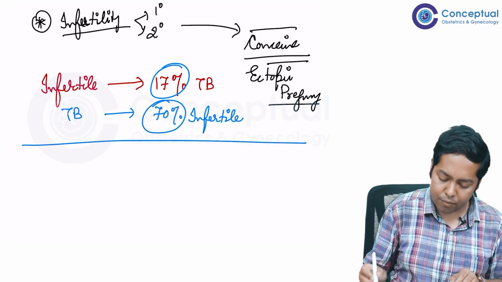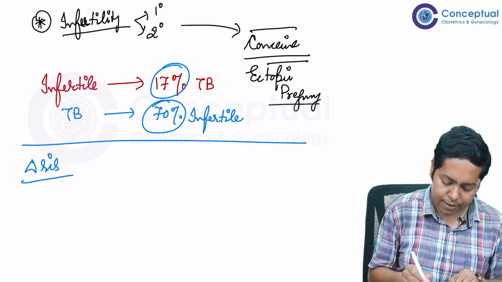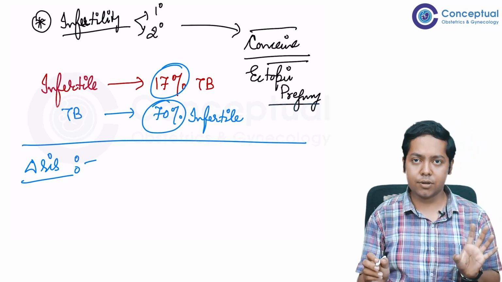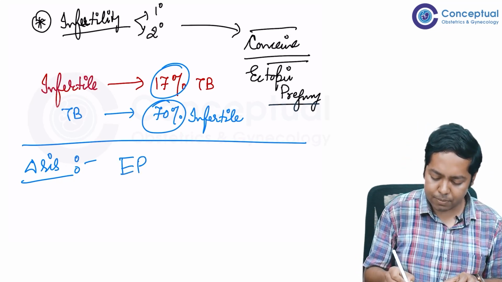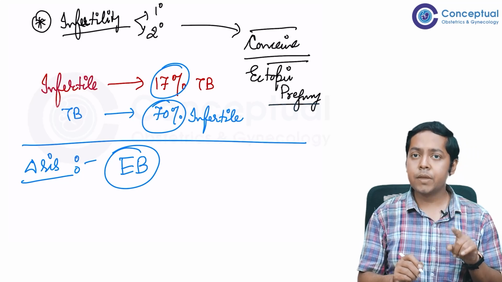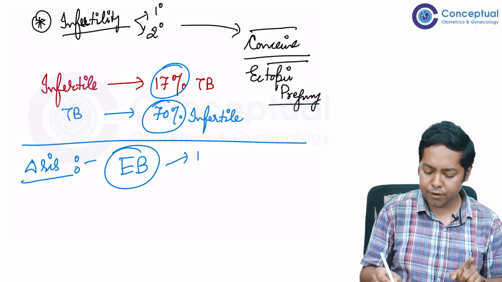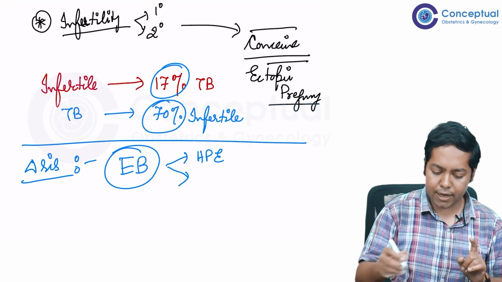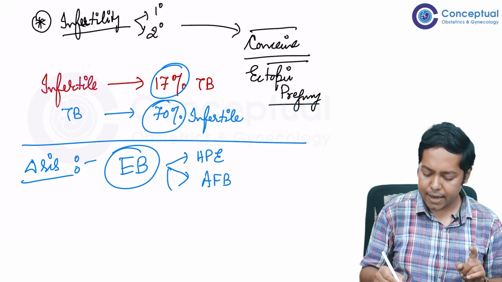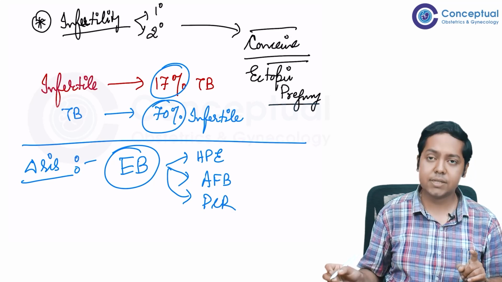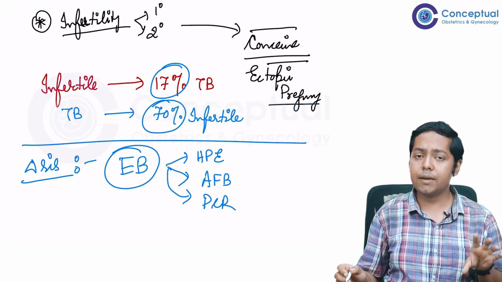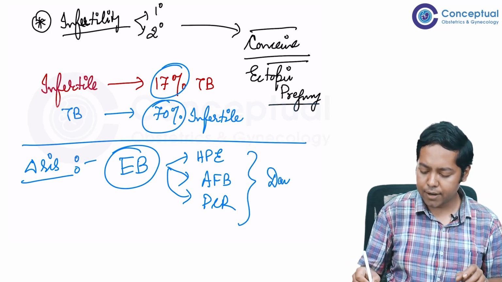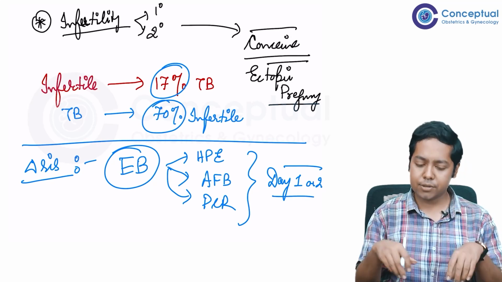Okay. Now, once we have seen all these figures, how to make the diagnosis of genital tuberculosis. The most common method by which we make a diagnosis is endometrial biopsy. For endometrial biopsy, you have to send for histopathology to look for granuloma. At the same time, you have to send for AFB bacilli, and do a PCR, that is polymerase chain reaction. The most common timing at which endometrial biopsy is done for genital tuberculosis is day 1 or 2 of the cycle, because the os is open at that time and menstrual blood is also coming.